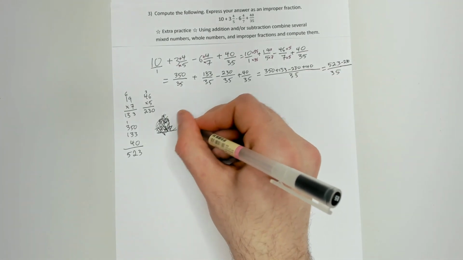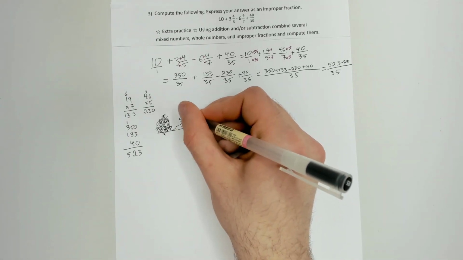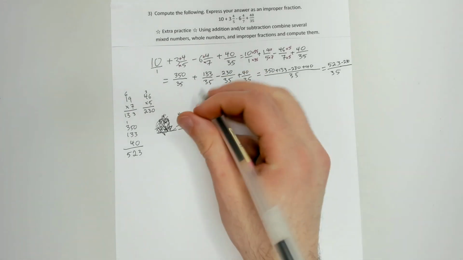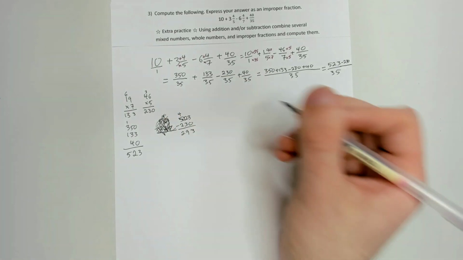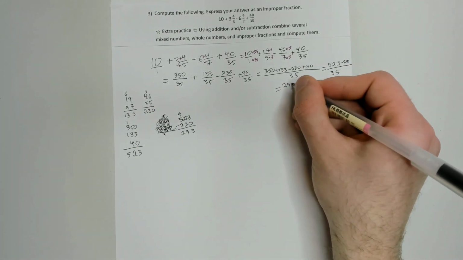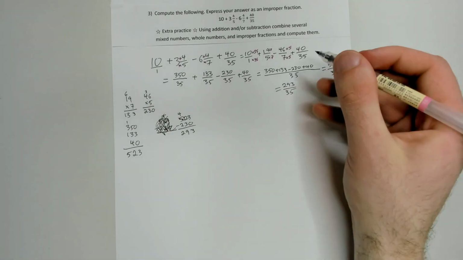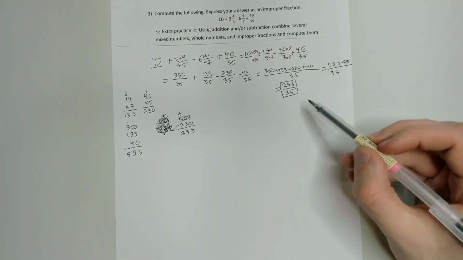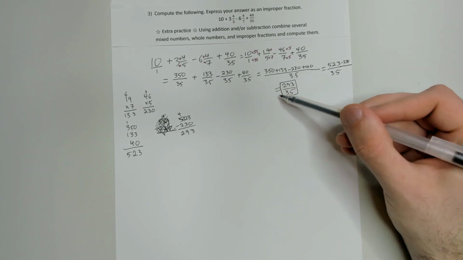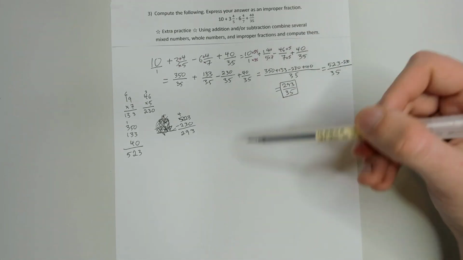So 523 minus 230. 3 minus 0 is 3. 2 minus 3, we'll have to borrow a 1 from the 5, so this gives us 12 minus 3 is 9, and then 4 minus 2 is 2, so we get 293. So we get 293 over 35. All right, and I'll just tell you now that's already simplified. If you look it up, you'll find that 293 is prime, so that means this is simplified.